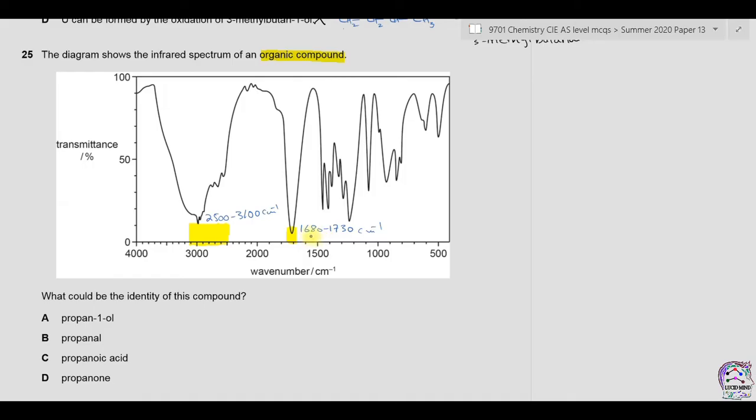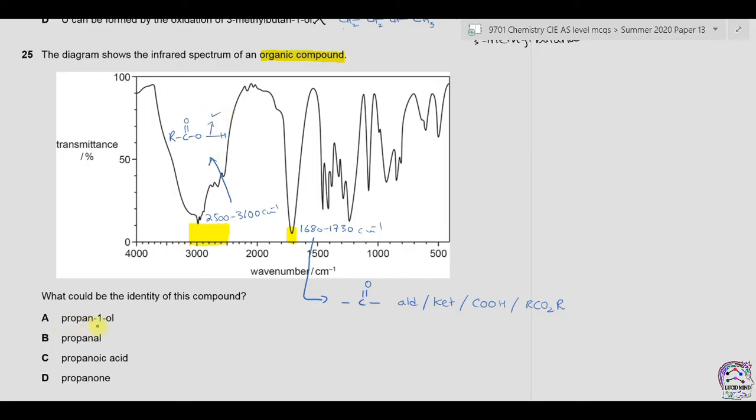Now we know that according to data booklet, carbonyl carbon gives the peak between 1680 to 1730, and carbonyl carbon is present in aldehydes, ketones, carboxylic acids, and esters. The second peak is from 2500 to 3100, and according to data booklet this will be shown by the carboxylic acid OH bond. So this bond actually shows this peak.